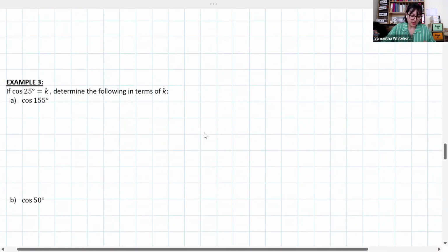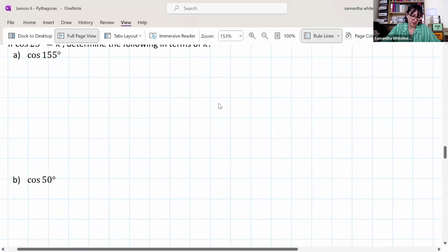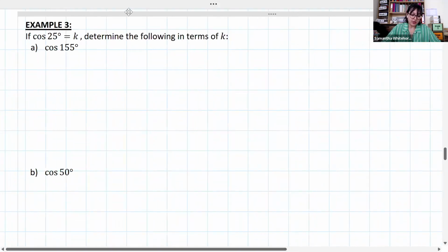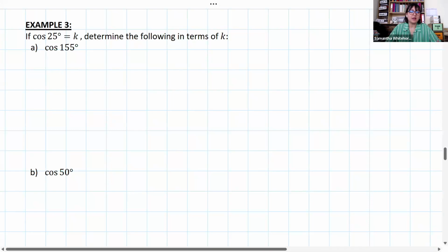Alrighty. So if we have a look at example 3, this is a bit different because now, like I said, we have letters that we need to work with on our Cartesian plane. So this first example says, if cos 25 equals k, determine the following in terms of k. So really importantly, in terms of k means that I'm still going to have k in my answer. Even though it doesn't say with the aid of a diagram, I would draw one.